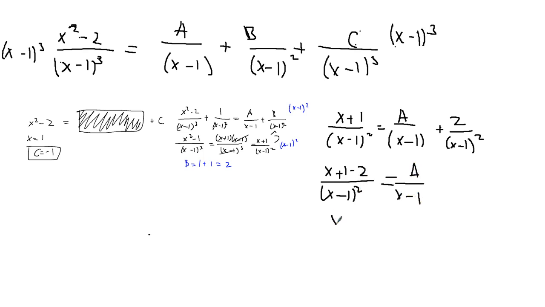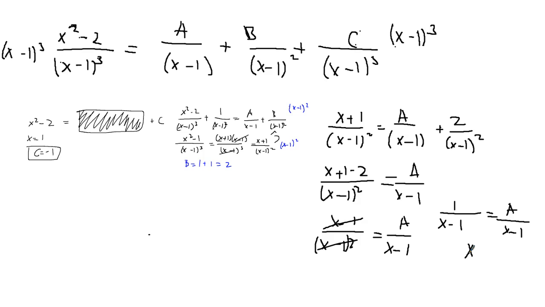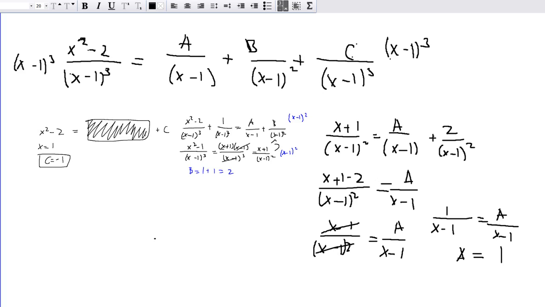Lo and behold, we have x minus 1 over x minus 1 squared is equal to a over x minus 1. Cross multiply, do anything you want. I'll simplify. You'll have 1 over x minus 1 is equal to a over x minus 1. So a is equal to 1. And that is how you work out the partial fractions.